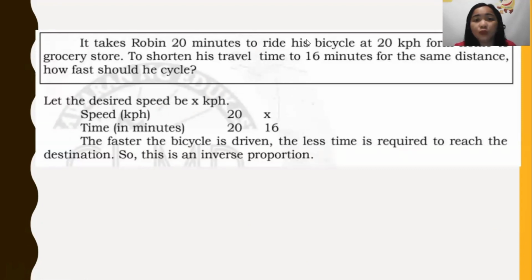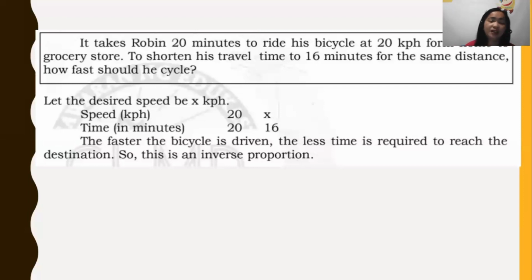It takes Robin 20 minutes to ride his bicycle at 20 kilometers per hour from home to grocery store. To shorten his travel time to 16 minutes for the same distance, how fast should he cycle?